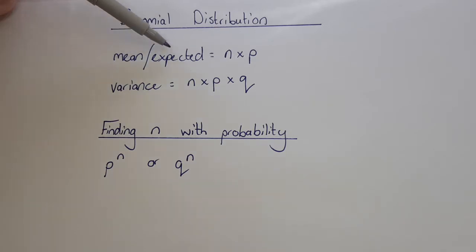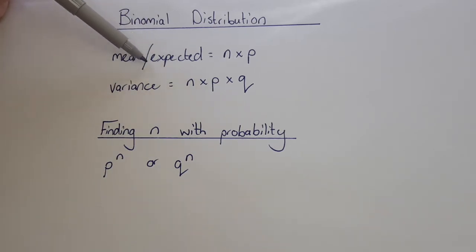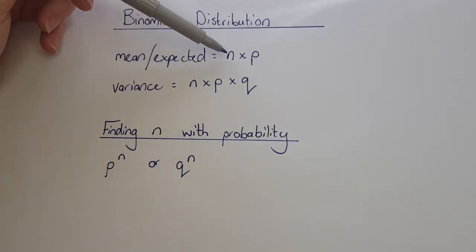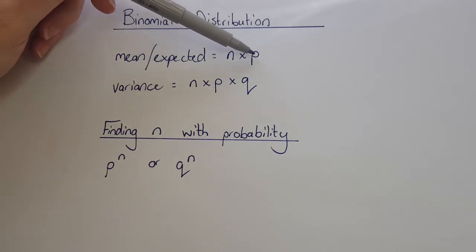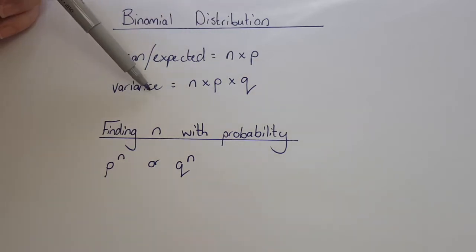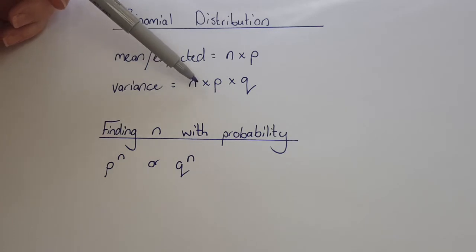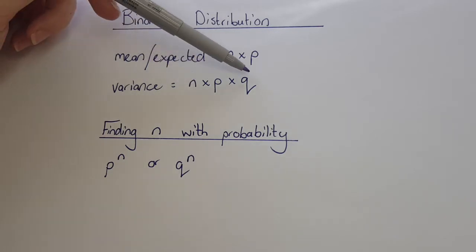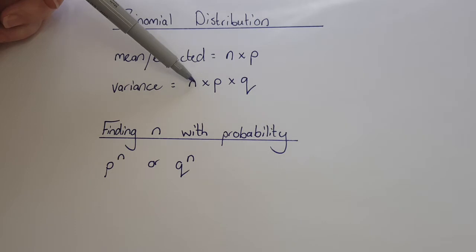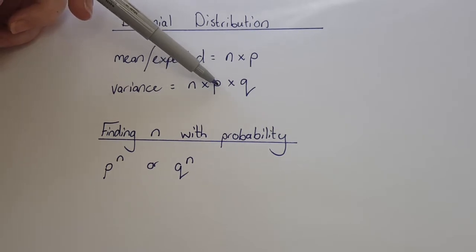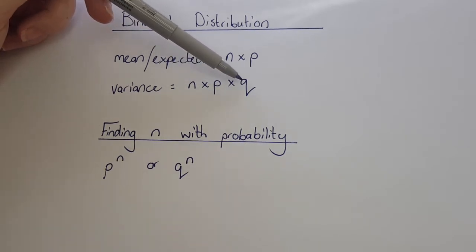So for a mean or expected value, for the average, all we need to do is take n, which is our total number of times we do things, and multiply it by the probability p. So that's the probability of getting that thing. For the variance, we are going to take n times p times q. So that is our total number times the probability of success times the probability of failure.